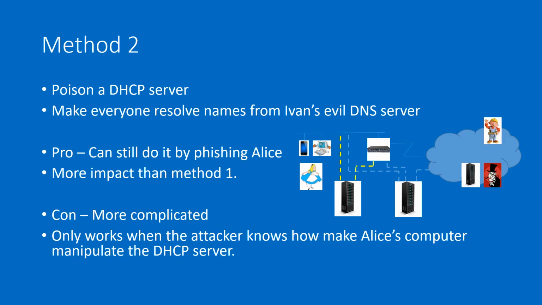Since Ivan already knows how to attack Alice's computer, why not use her computer as a beachhead into the entire network? Maybe Ivan can figure out a way to tell Alice's computer to poison the DHCP server. Remember, that DHCP server tells everyone on Alice's side of the internet how to find a DNS resolver. If Ivan can make that DHCP server tell everyone to use his evil DNS resolver instead of the correct one, then Ivan owns more than just Alice. Now he owns everybody on Alice's side of the internet. Up the volume on that evil laughter this time.